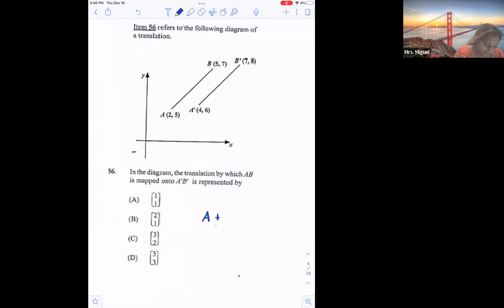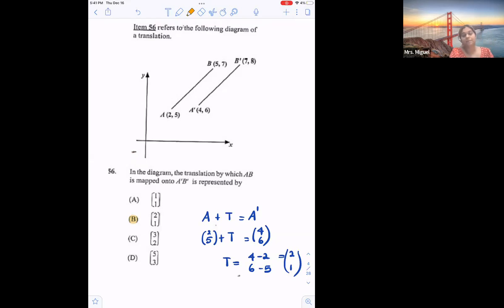A plus the translation will give us A prime. So 2, 5 plus some translation will give us 4, 6. So T is 4 minus 2, which is 2, and 6 minus 5, which is 1. So the translation is 2, 1. And that one comes in different forms, but it comes regularly.